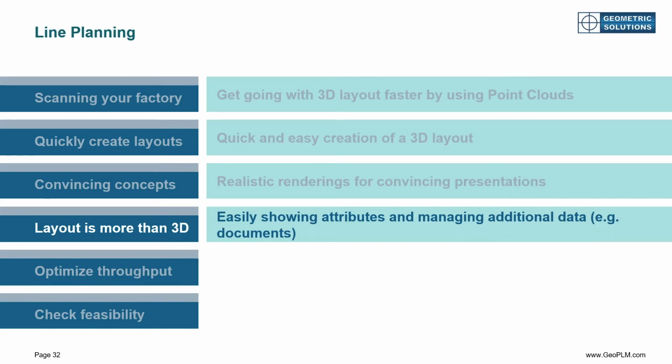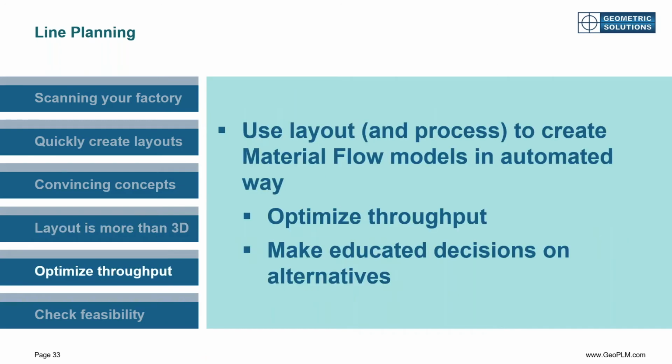Okay, so a layout is more than 3D. We're going to talk about some attributes and managing additional data, basically some documents that go with it. So we're going to do material flow models, optimize throughput, and make educated decisions on alternatives. If I'm going to lay out the plant one way or another, what can I do to make it so I pick the right decision?